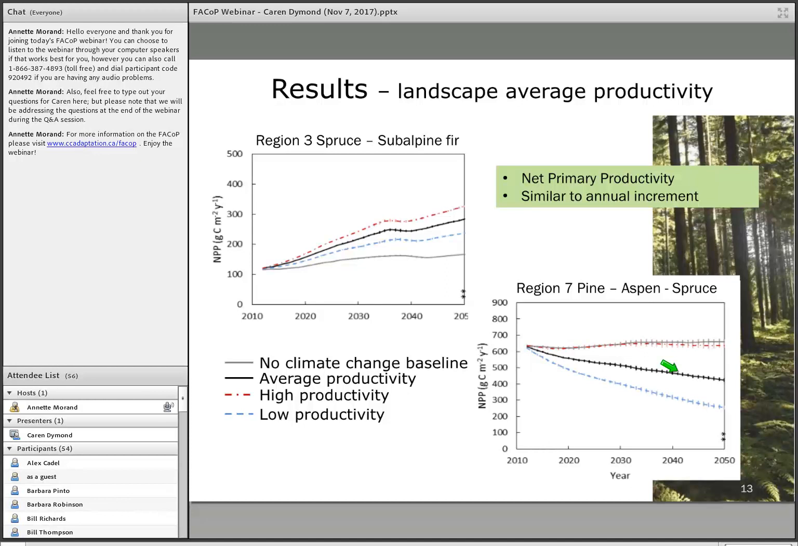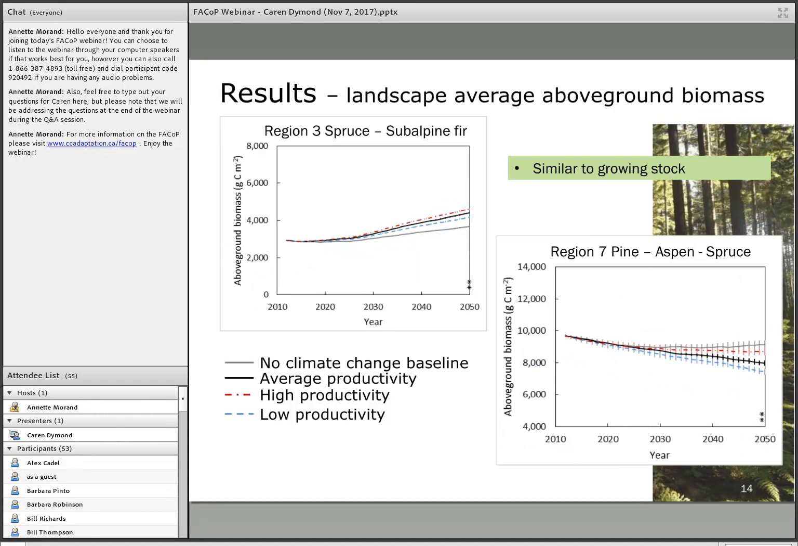What we think is happening is that region 3 is a colder and wetter environment, so tree growth rates are currently constrained by temperature, not water. When the temperature increases, trees can take advantage of that and grow faster. In region 7, however, productivity is currently limited by water. So when the temperature goes up, unless it gets hotter and wetter, productivity will go down because it's already drought limited.